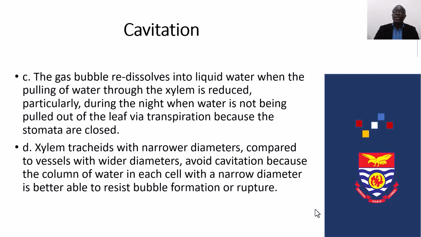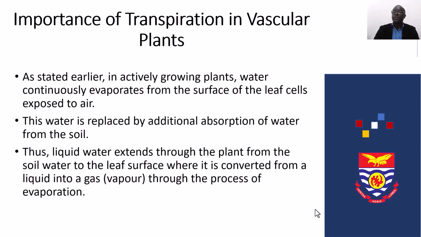The gas bubble redissolves into liquid water when the pulling of water through the xylem is reduced, particularly during the night, when water is not being pulled out of the leaf via transpiration because the stomata are closed. Xylem tracheids with narrower diameters, compared to vessels with wider diameters, avoid cavitation because the column of water in each cell with a narrow diameter is better able to resist bubble formation or rupture.